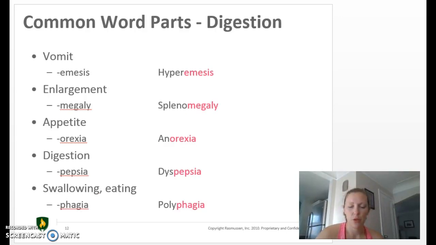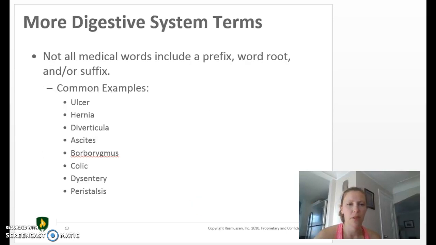All right, a few suffixes here. I'll just read through the words. We've got hyperemesis, splenomegaly, anorexia, dyspepsia, and polyphagia. All right, then a few words that don't fit our prefix, suffix, and word roots.